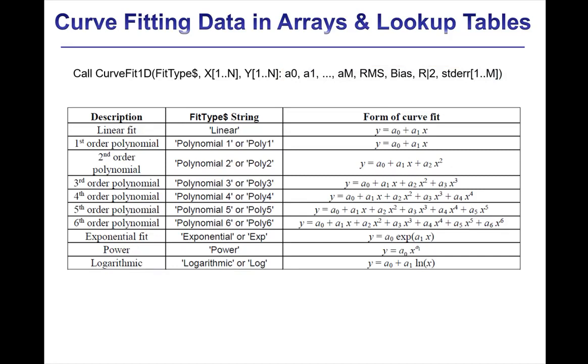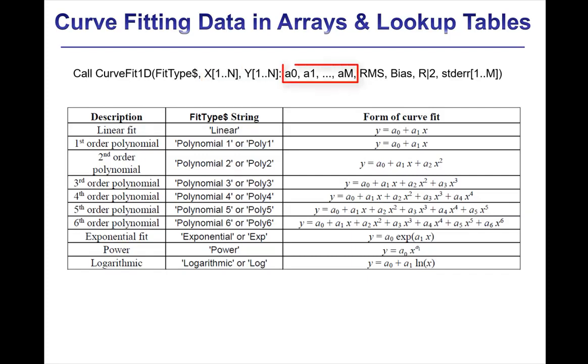So for this procedure, curvefit1d, the first input is a string, fit type $, and that string is going to specify the functional form of the curve fit. And the choices that you can make correspond to the standard choices that are available in the curve fit plotted data dialog, and they're summarized here in this table. So you can see these are the different strings that you can select, and these are the associated form of the curve fit. The second and third input arguments are arrays that contain the data. So the second one contains the independent data, and then the third one contains the dependent data.